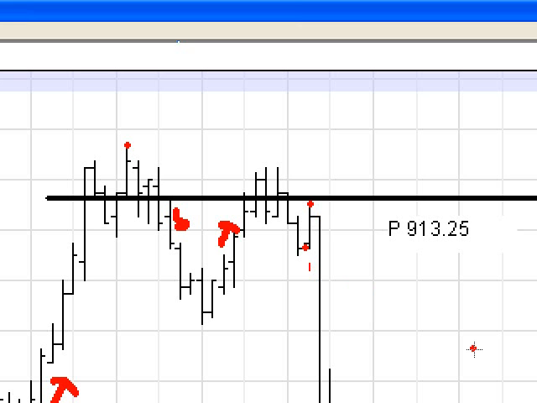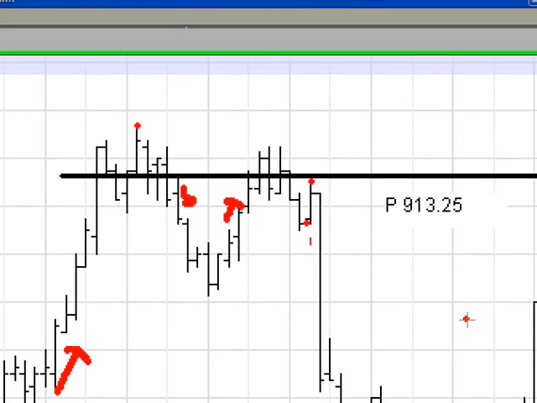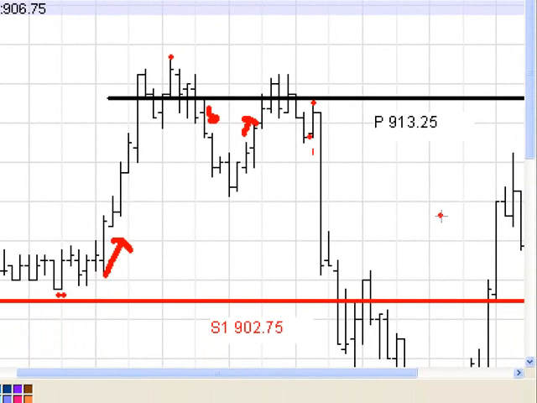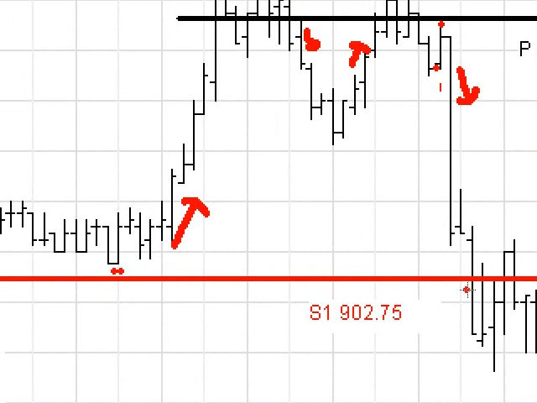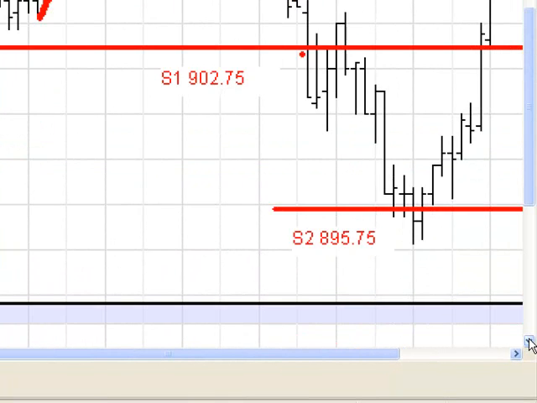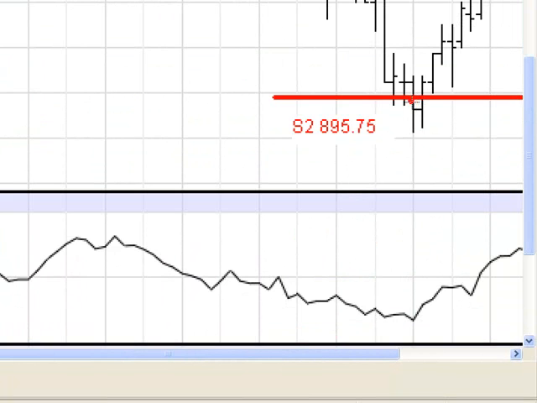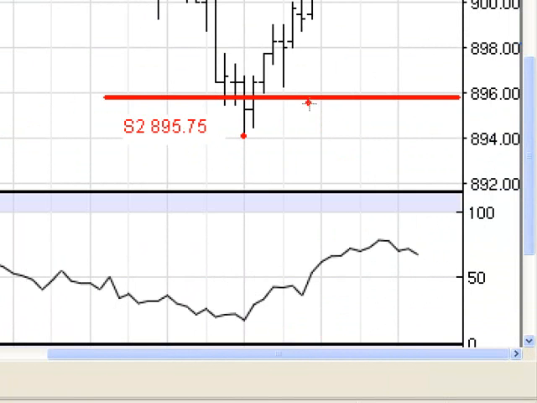This is where the regular trading session opened, just below the pivot level of 913 and a quarter. The high on the opening 15-minute bar of the regular trading session was actually 913 even, one tick off that pivot level. Obviously, after the regular session opened, we started selling off. Within the first hour of trading, we broke through the first level of support at 902.75, ultimately going down to the second level of support at 895.75. This low right here was 894 even, so we went just barely through the second level of support.